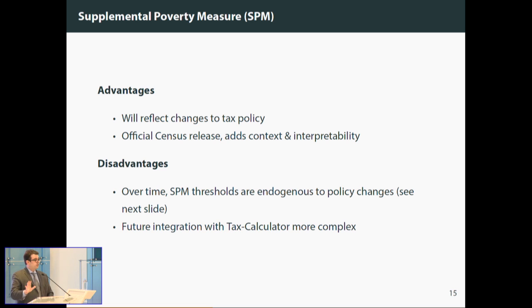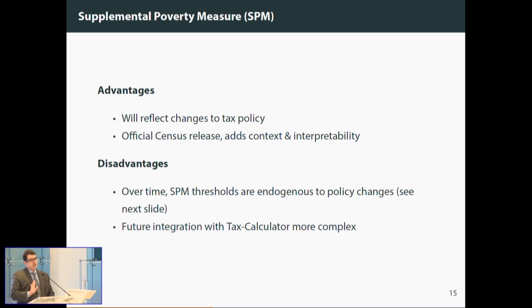The advantages of using the supplemental poverty measure. So number one, again, it's going to reflect changes in tax policy because it is a post-tax, post-transfer approach to measuring poverty and income. And it's an official Census release. So you running your simulation through Tax-Calculator, presenting your results, people who understand poverty from either the left or the right, through any context, will be able to understand what the implications of your policy change are.